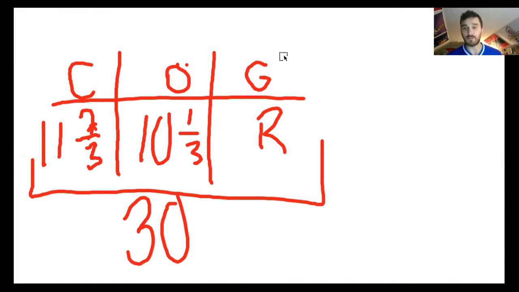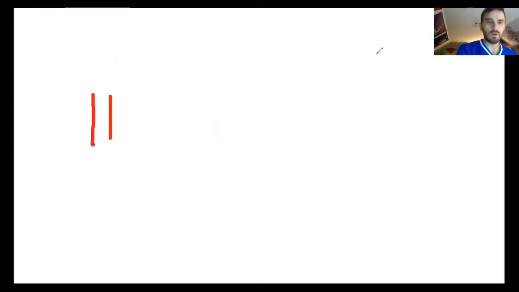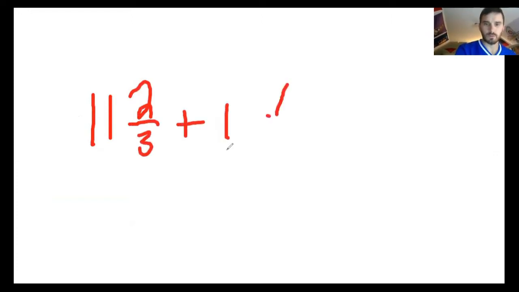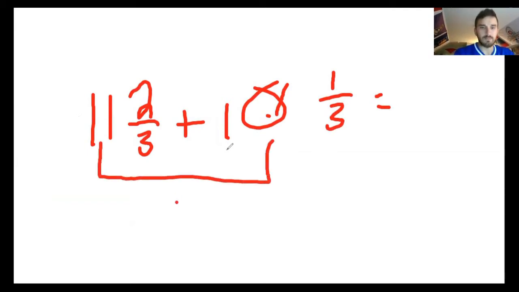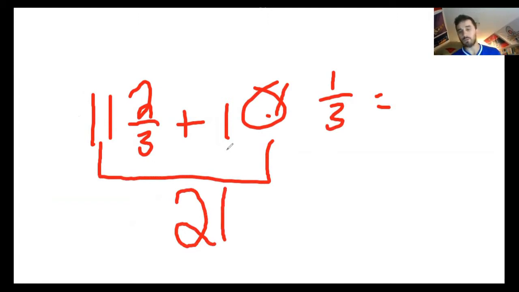What I would do here is, if I know the total is 30, add up what I already have and subtract it from my total to see what's left. Once I see what's left, that represents Gecko's total. So I would do 11 2/3 plus 10 1/3. We're going to see what we would get. Start with my whole numbers: 11 plus 10 gives me 21. Then 2/3 plus 1/3, same denominator, gives me 3/3.